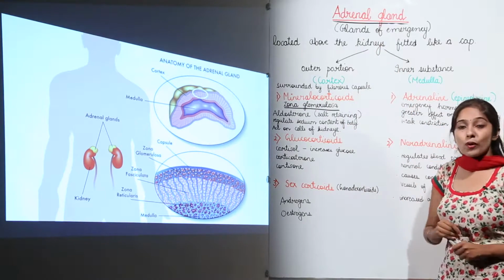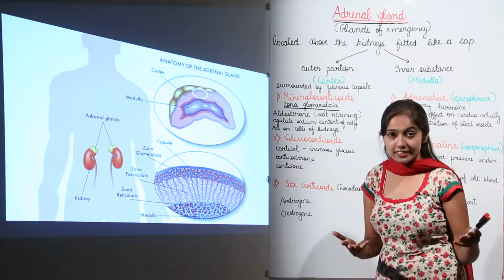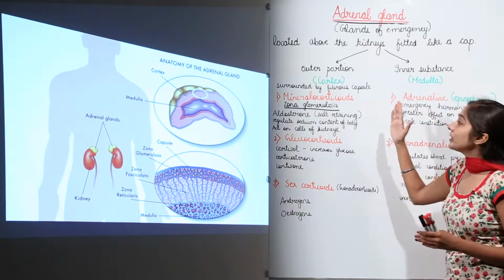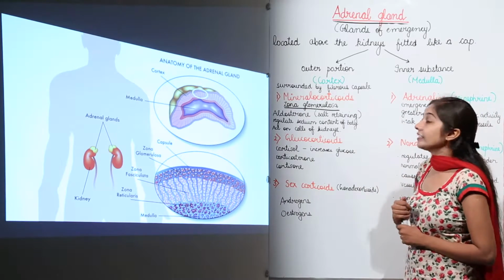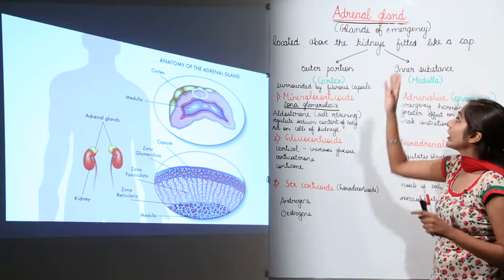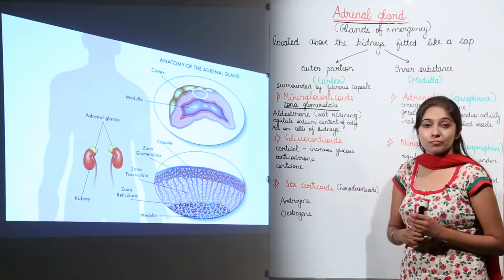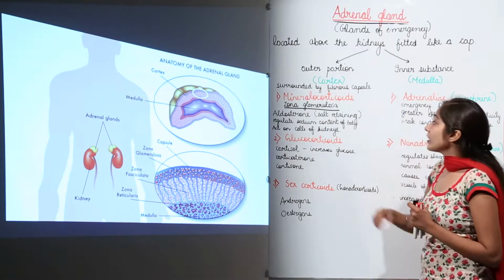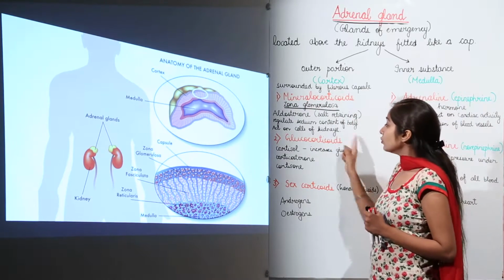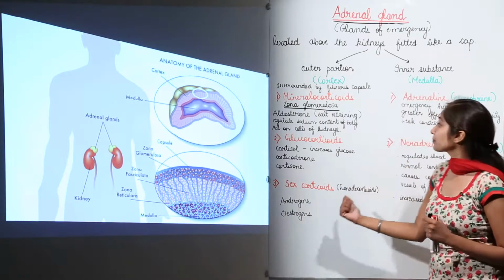Let's see. When we talk about these glands, we are going to talk about the hormones, obviously, right? So let's begin with the hormones that are secreted by the adrenal cortex, the outer portion of your adrenal gland. There are three classifications based on the types of hormones. We have mineralocorticoids, glucocorticoids and gonadocorticoids or sex corticoids.